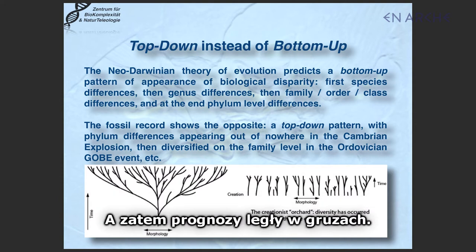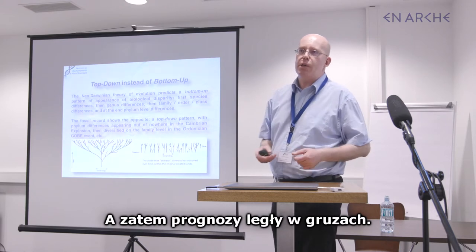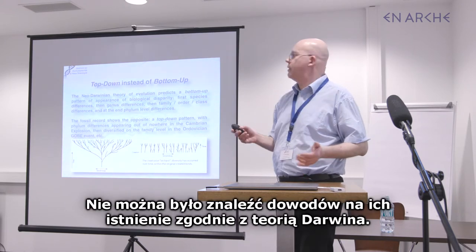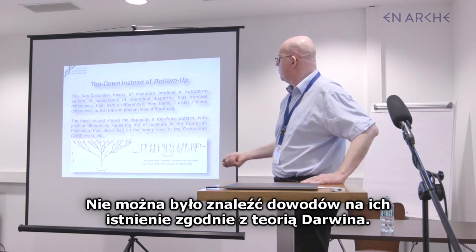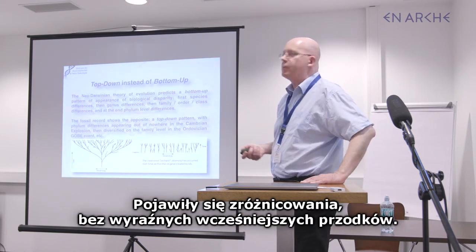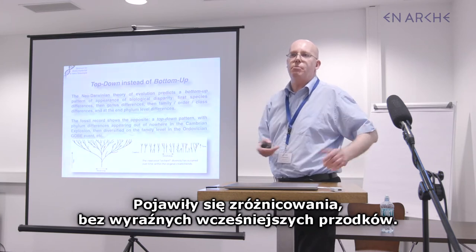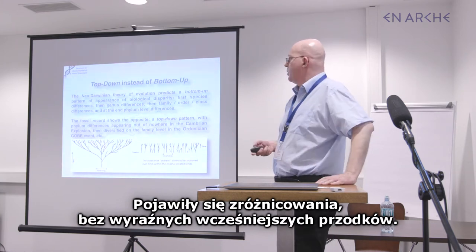So this whole prediction is, in a way, turned upside down. You do not find this bottom-up process that you would expect from Darwinian theory, but you find a top-down process, with the big differences appearing first without visible precursors.